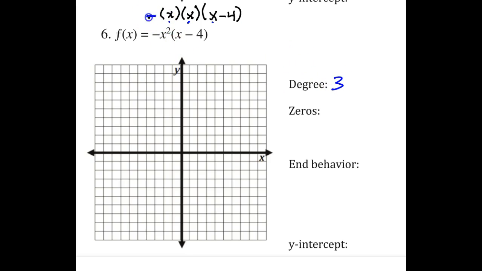With this negative in front, it lets me know it's going to look very similar to negative x to the third, degree 3, with that negative in front. So if we know the general shape of negative x to the third, that looks like this, right? Which starts at positive infinity but ends at negative infinity. We can get the general shape of the graph.